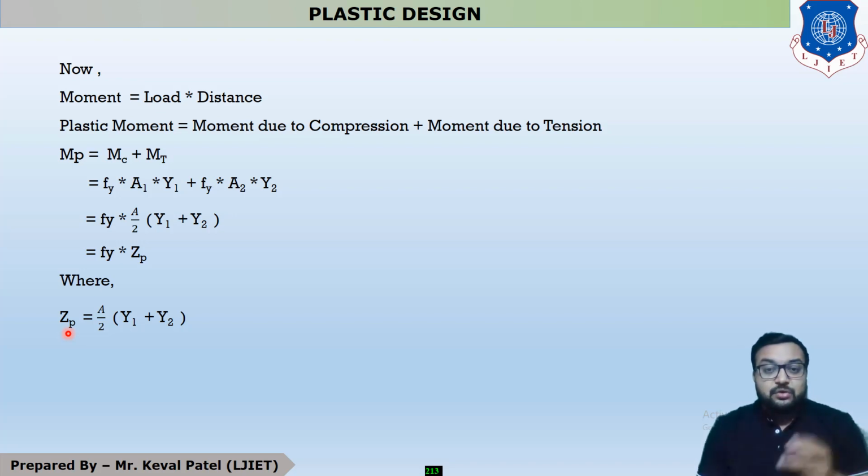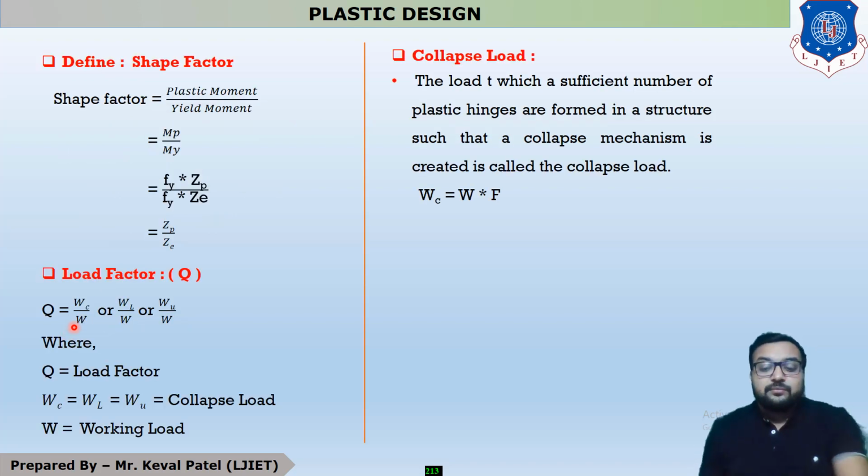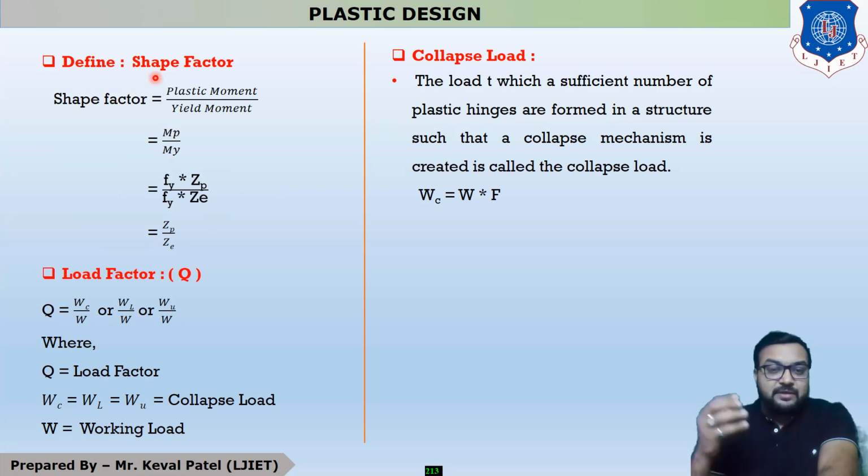Now we are moving further to three definitions. Okay. So these three definitions are very most important from the GATE point of view. So first definition is what is shape factor. So these three definitions you have to keep in your mind. Okay. So the shape factor is the ratio of plastic moment to yield moment. Okay. Now plastic moment short form is MP and the yield moment's short form is My.